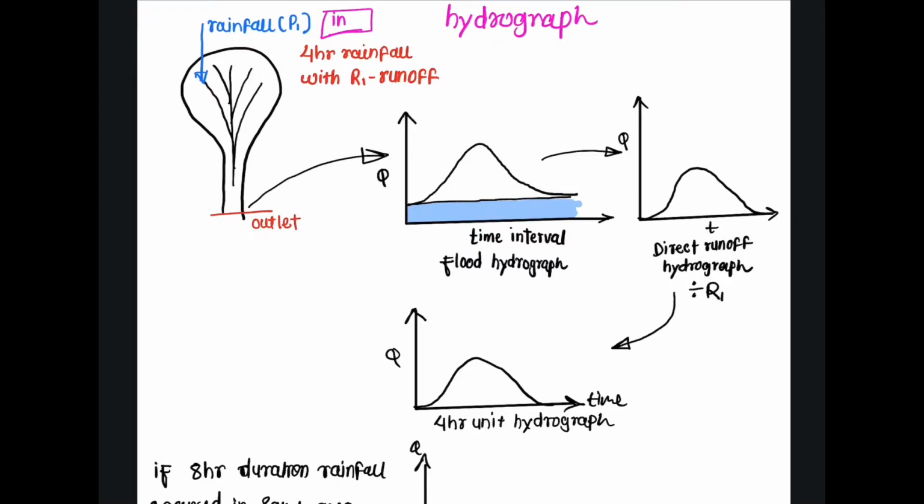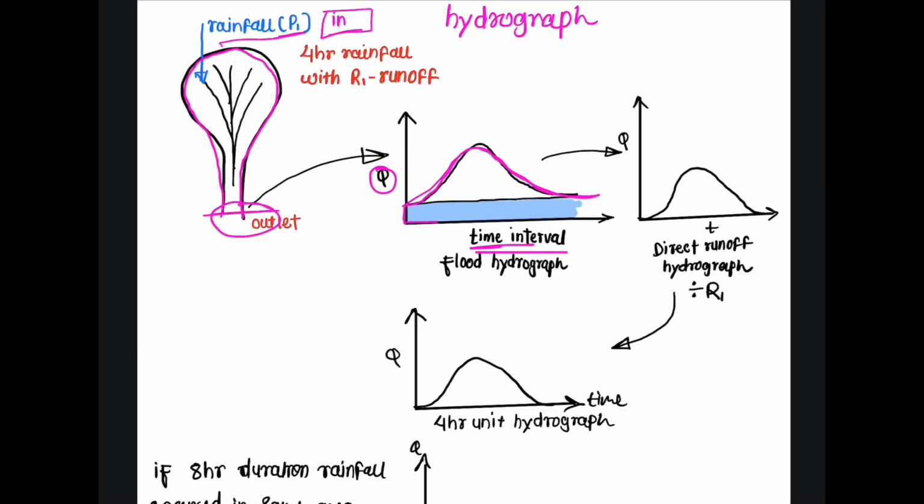So first of all, assume this particular catchment, and in this catchment rainfall with P1 intensity happens. Because of that, flood occurs in this area, and we will measure the discharge at different time intervals at the outlet of this catchment. So we will get a curve like this, which is known as flood hydrograph.